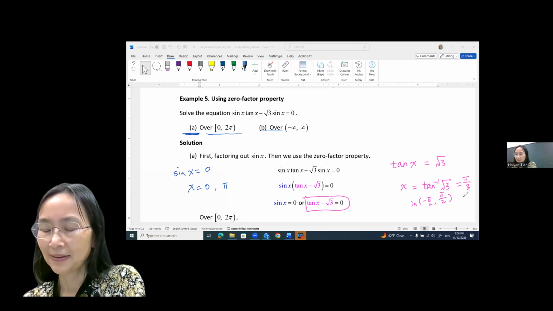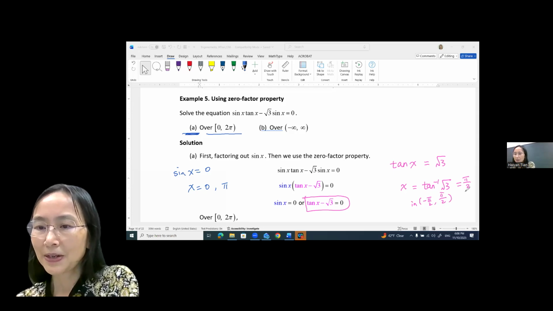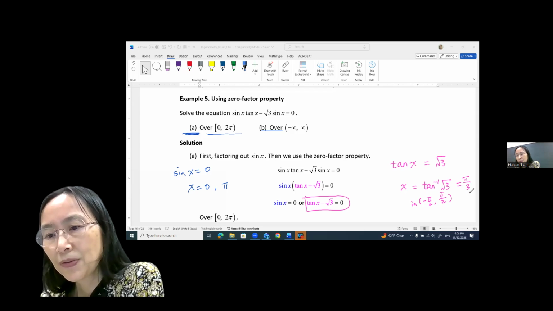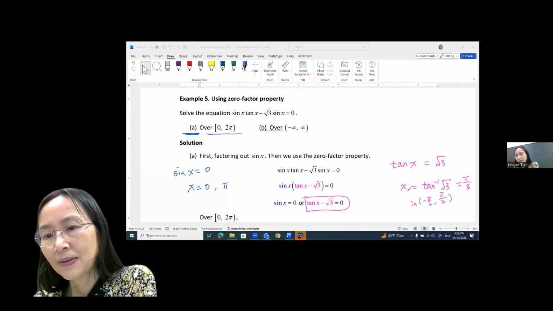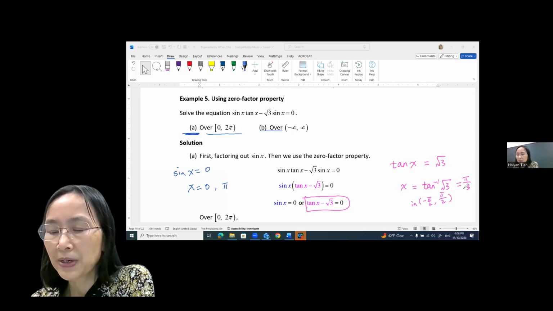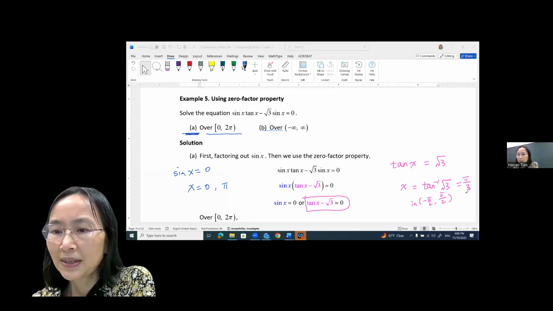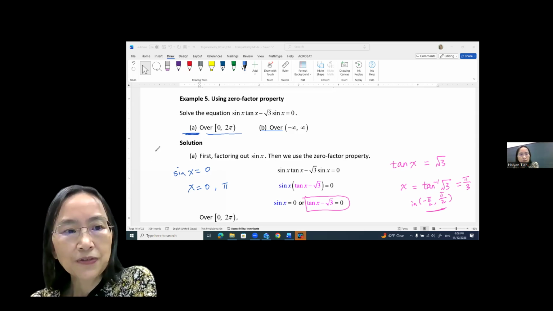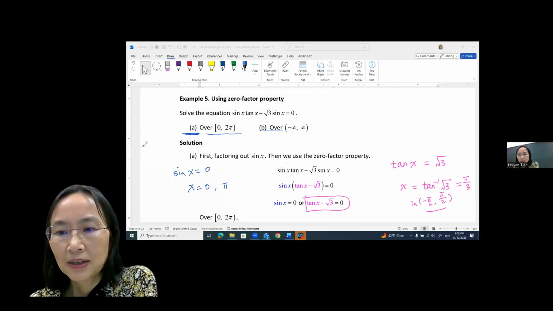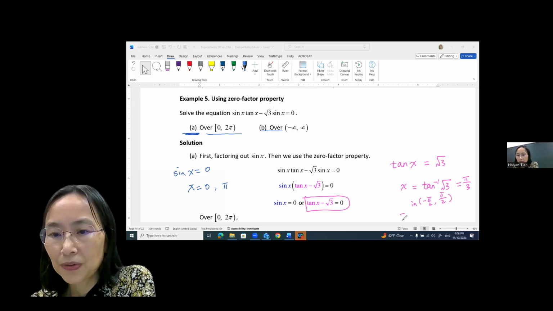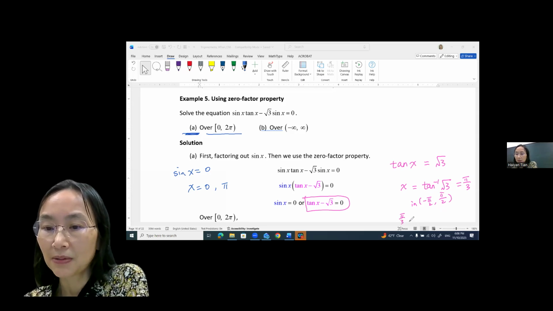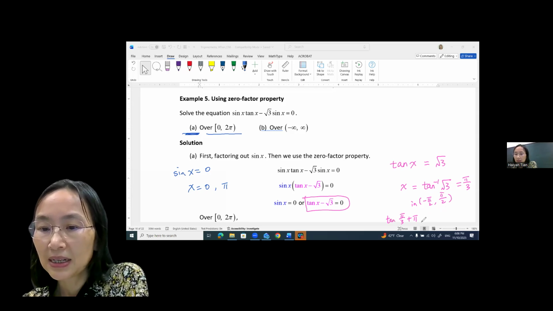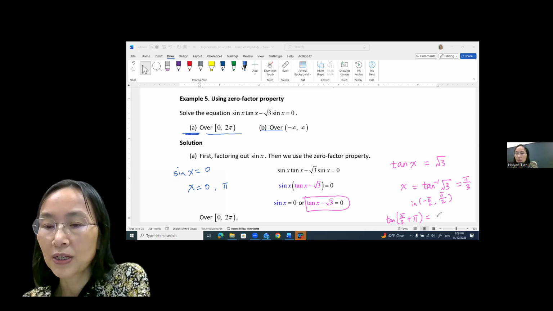Pi over 3. Yeah, that's a special angle, pi over 3, right? So that is the x whose tangent is square root of 3. But that is an acute angle in this range. However, can we still have another? We know tangent is periodic, right? If you add another pi, you will get the same tangent value. So for example, tangent at this is still square root of 3. So you add a pi.